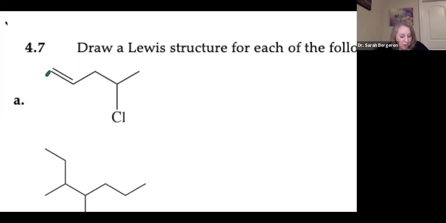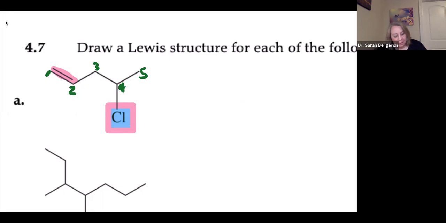I'm going to go 1, 2, 3, 4, 5 carbons. And then what do I have that's different? I have a double bond that I need to worry about. And I have a chlorine coming off of this fourth carbon here, okay? So how am I going to do that?